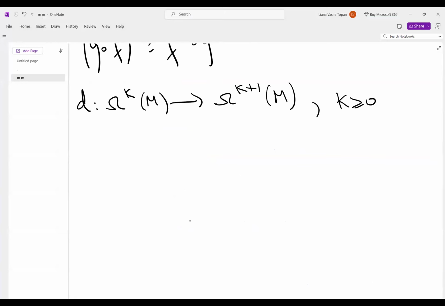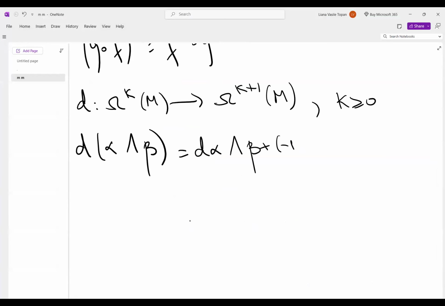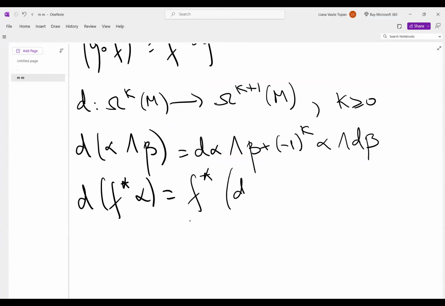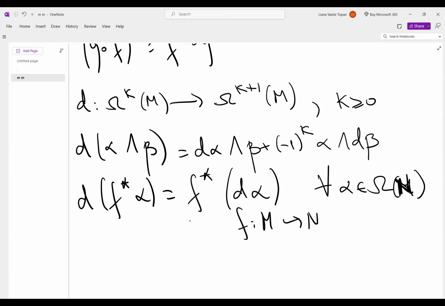And we have that the exterior derivative of alpha wedge beta is d alpha wedge beta plus minus 1 to the power k alpha wedge d beta. Okay, graded derivation, we say it. And the exterior derivative commutes with the pullback, so d f star alpha is f star of d alpha for every alpha here. Something like that. So f goes from n to m, so this will be an m here, something like that.